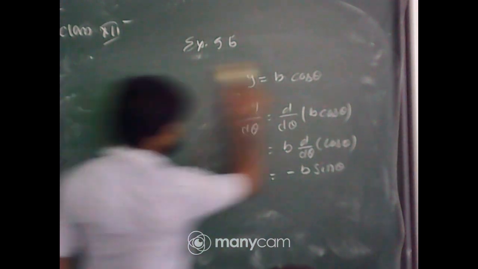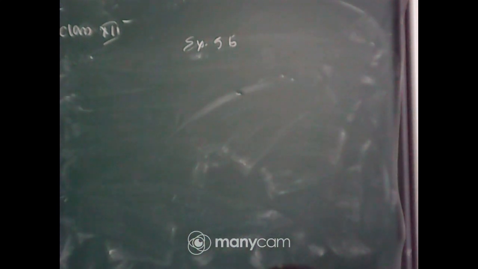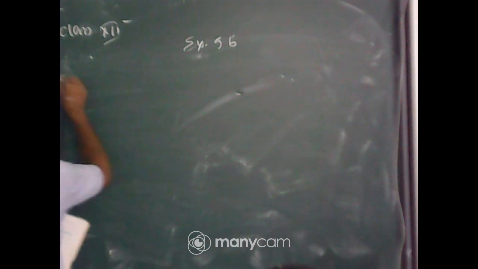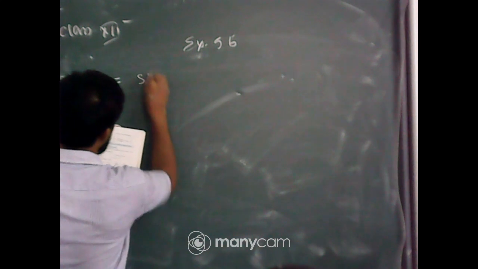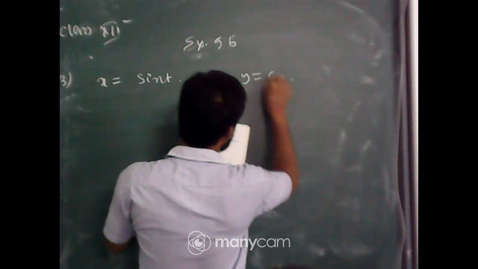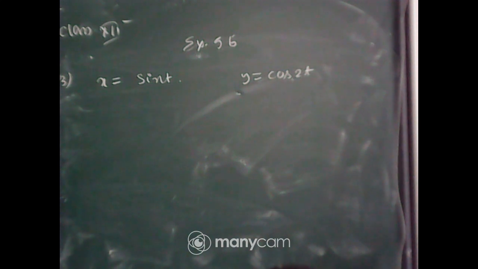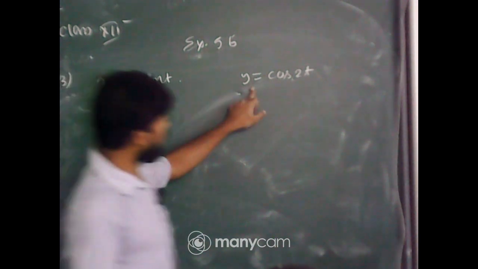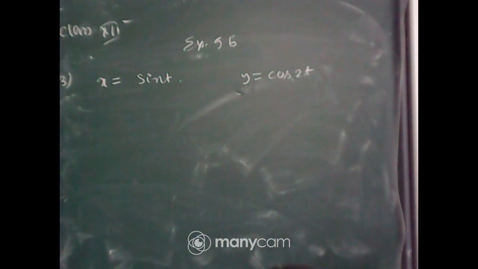I hope we understand. So question number 3 is x is equal to sin t and y is equal to cos 2t. From here we have to find out dy/dx. So you can see that x is a function of t and y is also a function of t. So we differentiate x and y with respect to t.